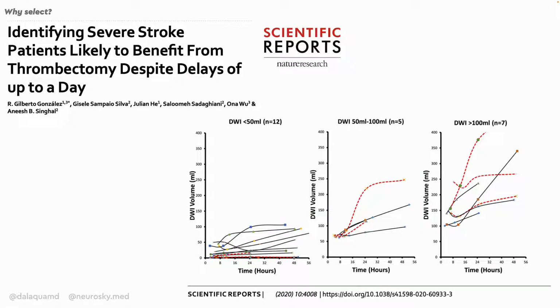So this paper has elegantly demonstrated that based on the initial core on diffusion weighted imaging, we can predict the velocity of the progression of the stroke. Patients that present with a smaller core are mostly slower progressors, and on the other hand, patients that present in the early window already with a large core will very probably progress very fast and would have less benefit from being treated in the late window.